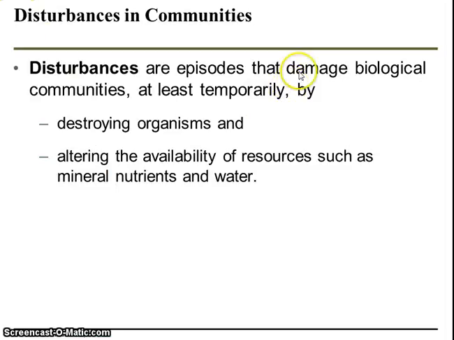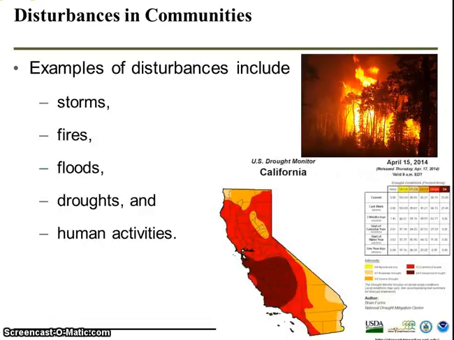What happens when we disturb an area? Disturbances are anything that, at least temporarily, damages communities. They can destroy organisms or change resource availability. Examples, we looked at fires before, storms, flood, droughts, and people. These can all alter the ecosystem.